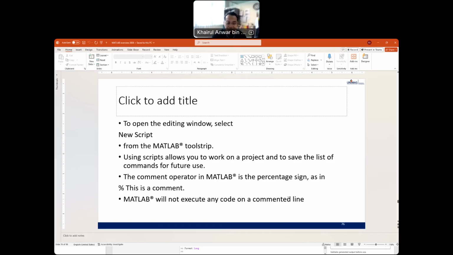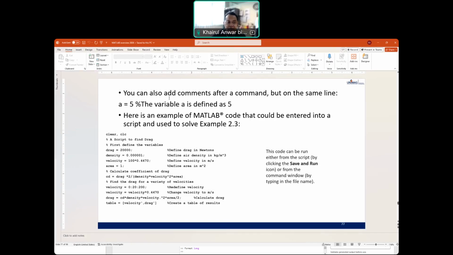MATLAB will not execute any code on the commented line. You can also add a comment after a command on the same line, like this. So a equals 5 is a command, but after the percentage sign, this is called the comment. So the variable a is defined as 5. After the percentage sign, all of it will turn green.